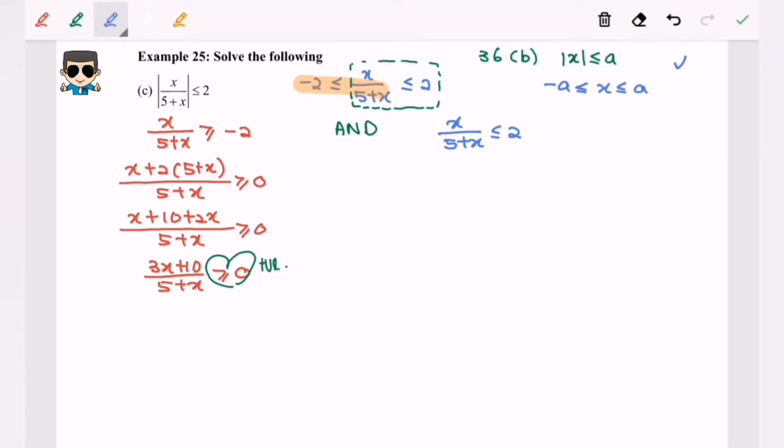Next step, we are going to split the situation. Do remember to assume always positive. So 3x plus 10 greater than or equal to 0. 5 plus x only greater than 0. Equal to 0 is not allowed because 5 plus x is the denominator. Finally, x will be greater than or equal to negative 10 over 3. x will be greater than negative 5.